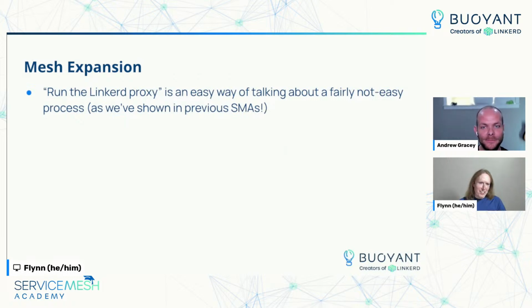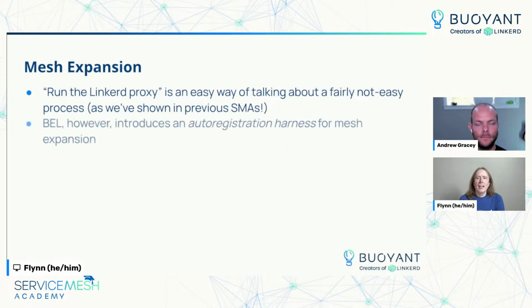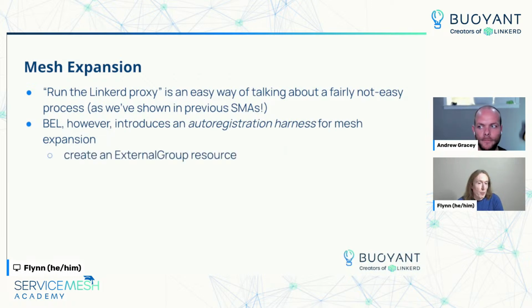Running the Linkerd proxy, like I was saying, is not really that easy a thing. We've gone into this in a lot of detail in some of the earlier SMAs where we talk about doing this the hard way. In this one, we're going to do it the easy way using Buoyant's auto registration harness. And the way this works is that, if you remember from the earlier SMAs, we would create this thing called an external workload, but now we introduce the external group resource.